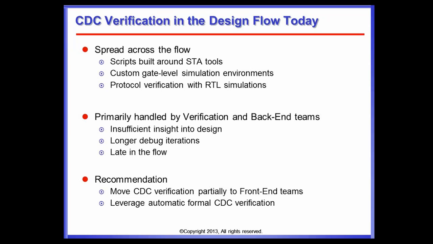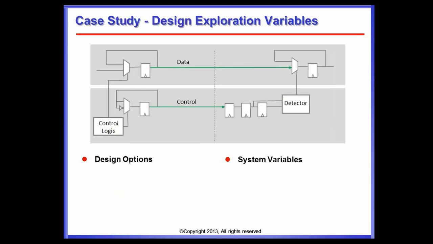And why this should be leveraged, and also why formal techniques make sense. This is the subject of a case study, an experiment, which we did using a modified version of the handshake design I showed you before. The two components you have as a design option are the control logic, which I show here generically, and the detector. The control logic can be counter-based, FSM-based, or a pulse stretcher.